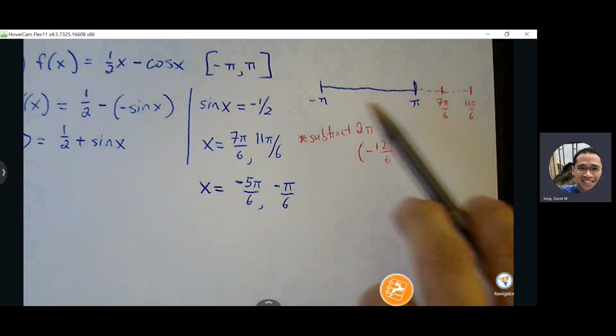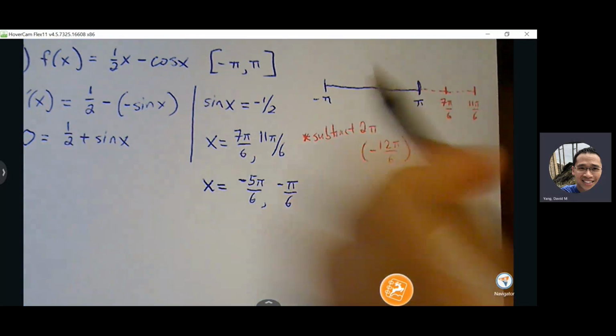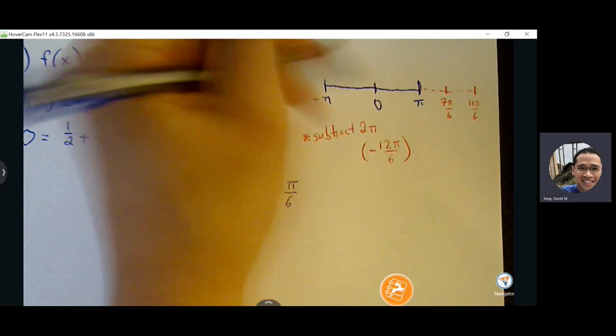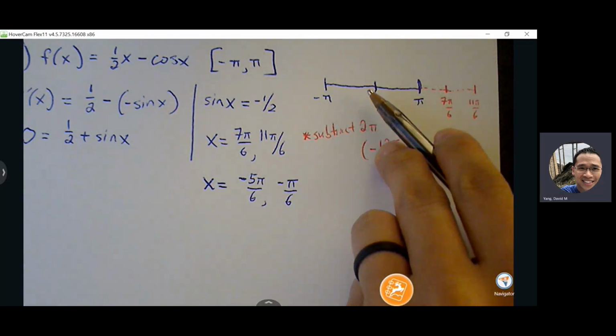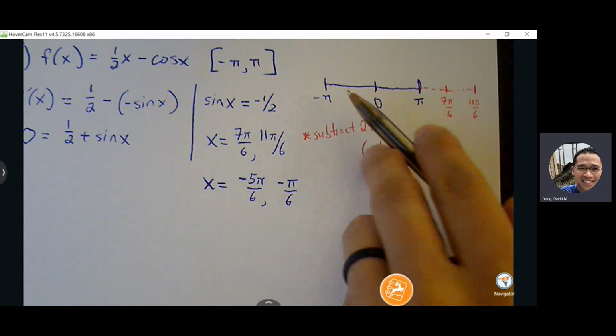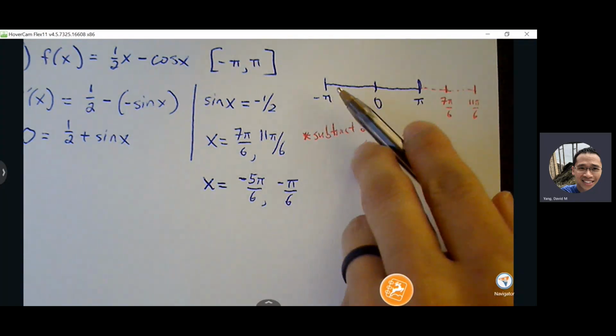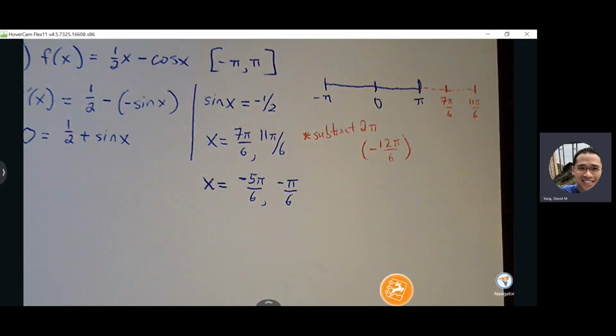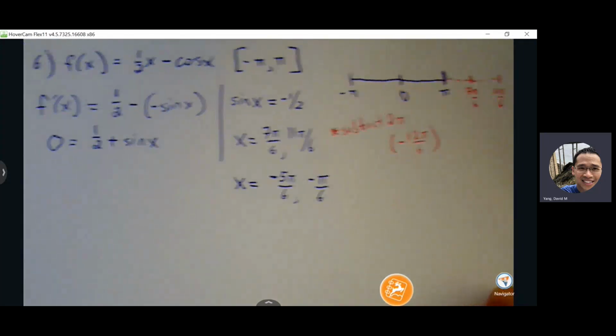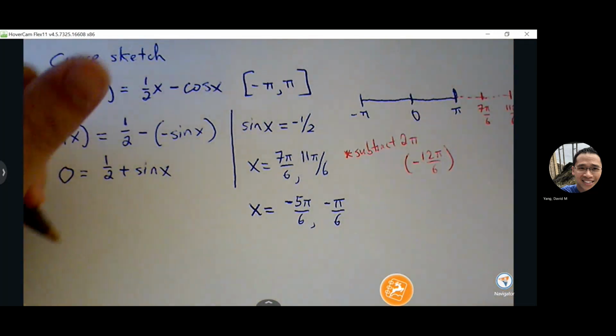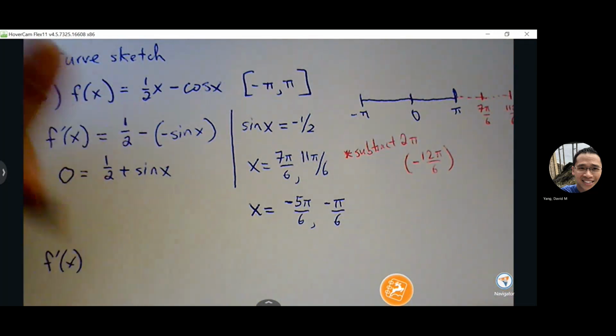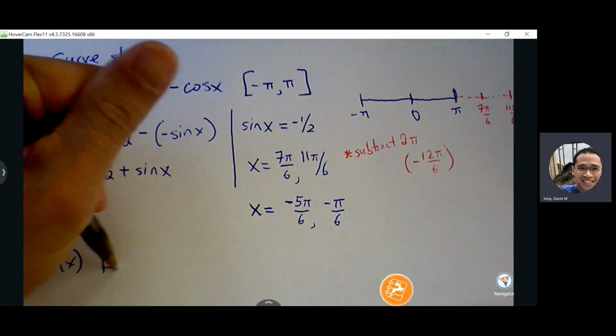Okay, so this is better because negative pi over 6 is going to be slightly to the left of 0. Negative 5 pi over 6 is greater than negative 1 pi. So we know both of these are safe. They're both going to be inside our interval. So we can create our sign line now. We have our endpoints from negative pi to pi.